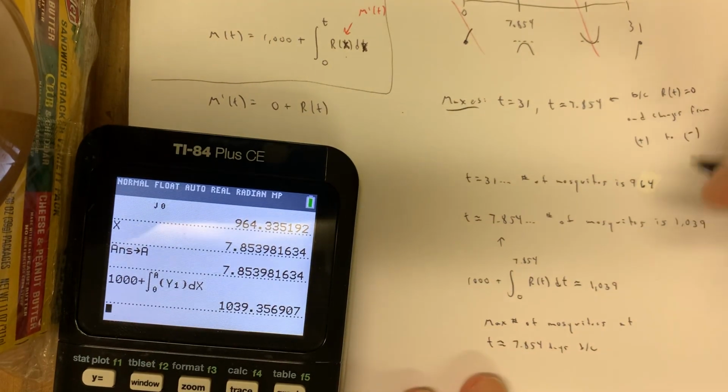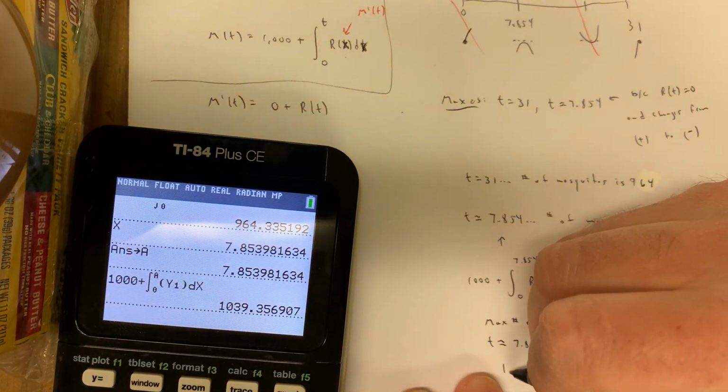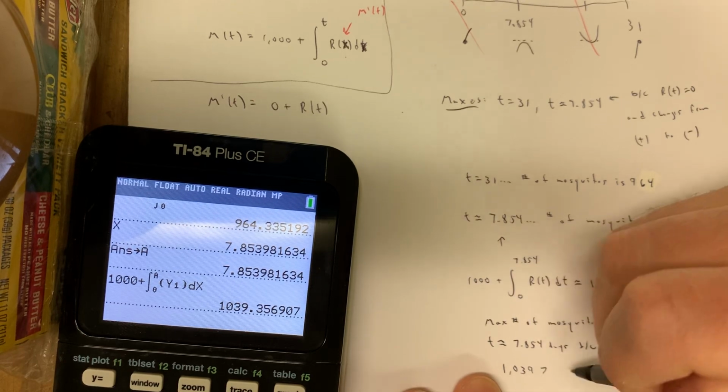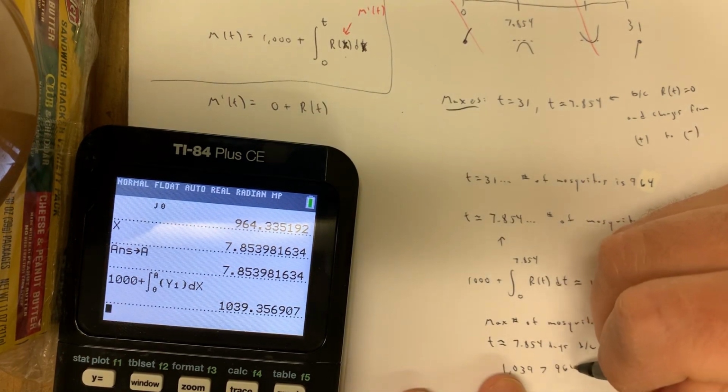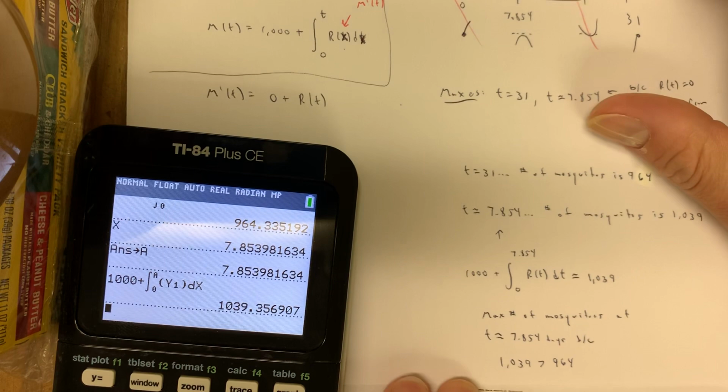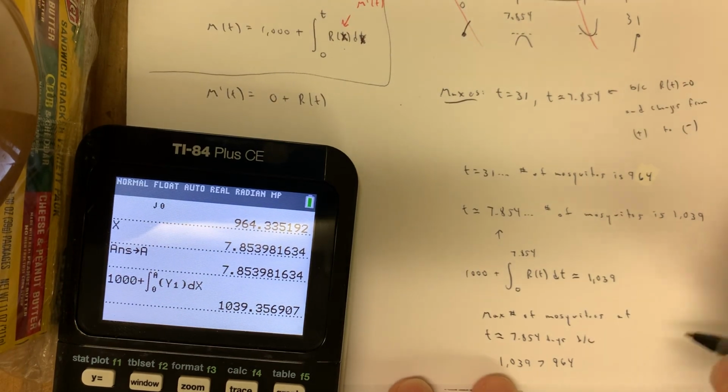You could just say, if you want, because 1,039 is greater than 964. I know it seems silly. And don't forget to answer the question. They actually want to know the max number of mosquitoes. So the max number, that's actually going to be your 1,039 mosquitoes.